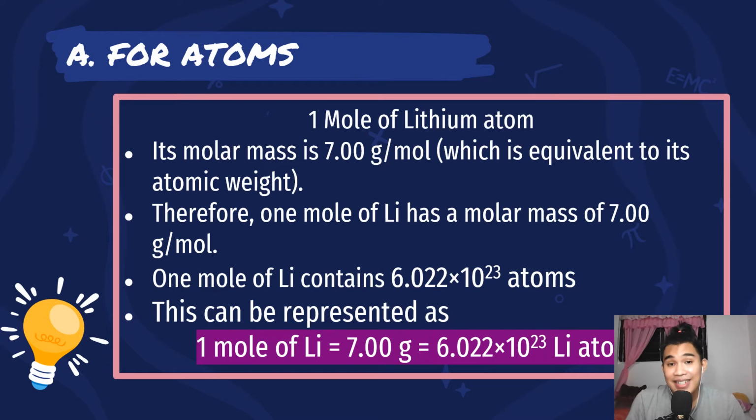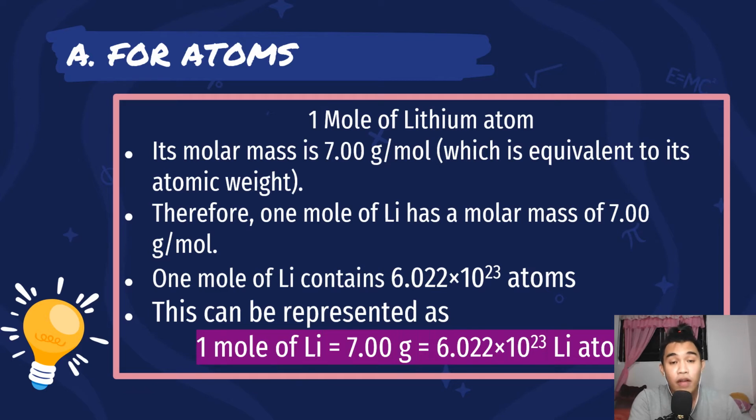The molar mass of a lithium atom, or 1 mole of lithium atoms, is 7 grams per mole. Where did we get 7? That is equivalent to its atomic weight, which we can find in the periodic table. That is the atomic weight, or the atomic mass, of lithium. Therefore, 1 mole of lithium has a molar mass of 7 grams per mole.